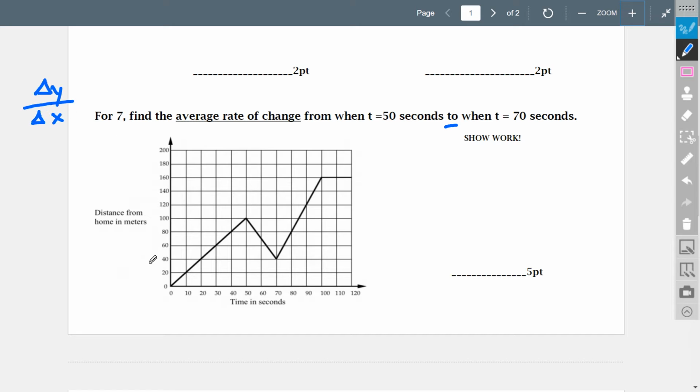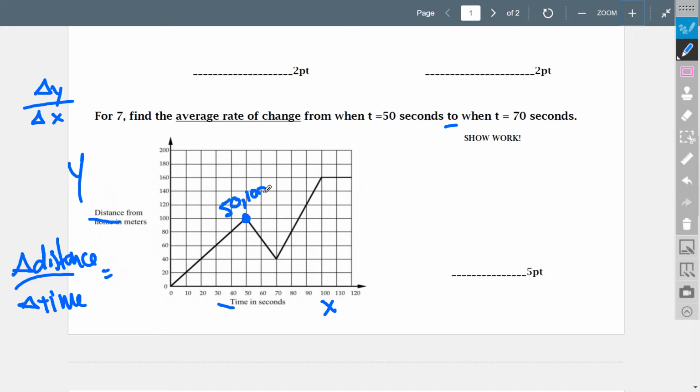Well, if we look at the graph here, this is the x-axis, this is the y-axis. So what we're actually considering here is the change in the distance over the change in the time, okay? So we have to look for 50 seconds. 50 seconds is right here. The distance is 100 meters. Okay, so this is the ordered pair (50, 100). So at 50 seconds, the distance is 100 meters.